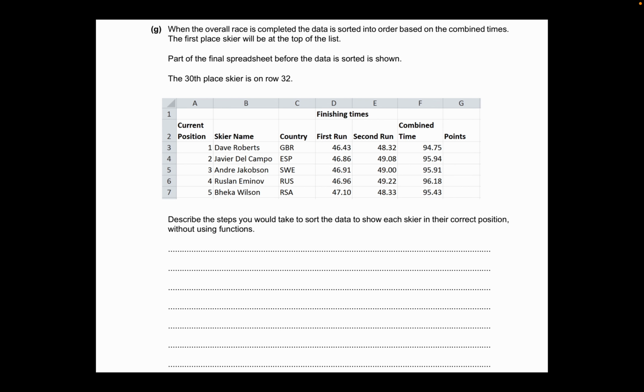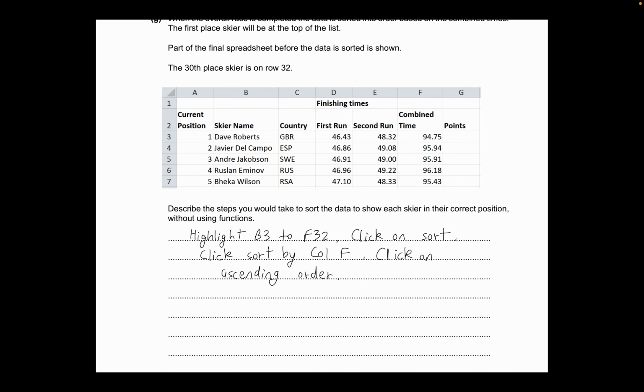What we're going to do first is highlight B3 to F32. Then we're going to click on sort. Then we're going to click sort by column F, and then we're going to click on ascending order. These are some of the answers you can write for 4 marks. Okay, let's move on to the next question.